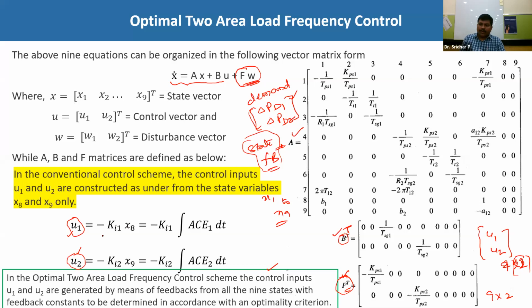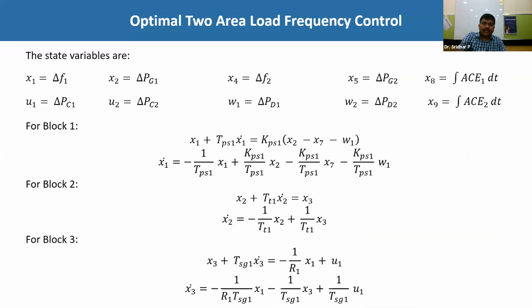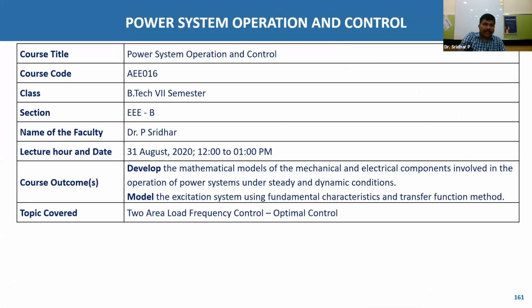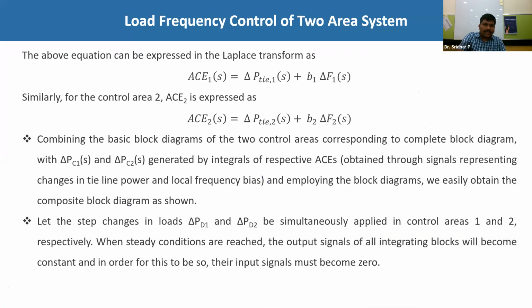So this is u1 and u2. Now in continuation, in this total analysis, whatever the case may be, for the two area control system, we have discussed this two area system along with the area control errors.